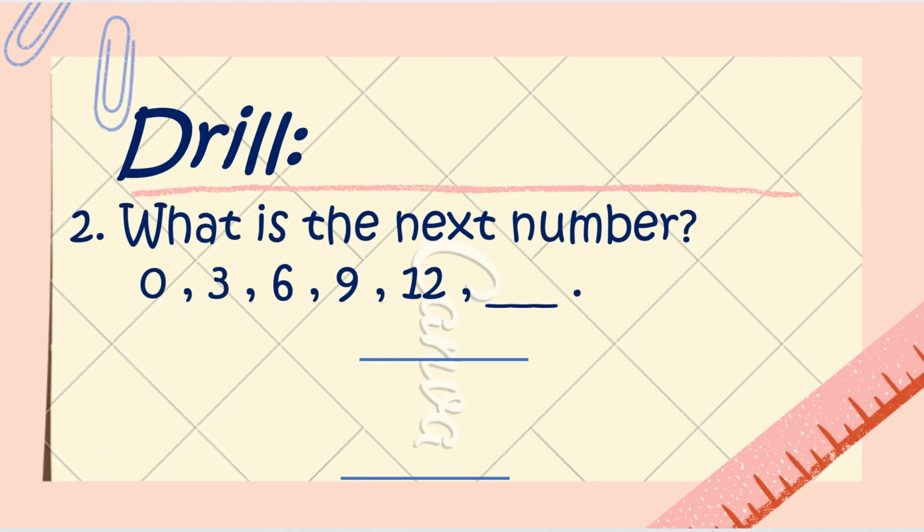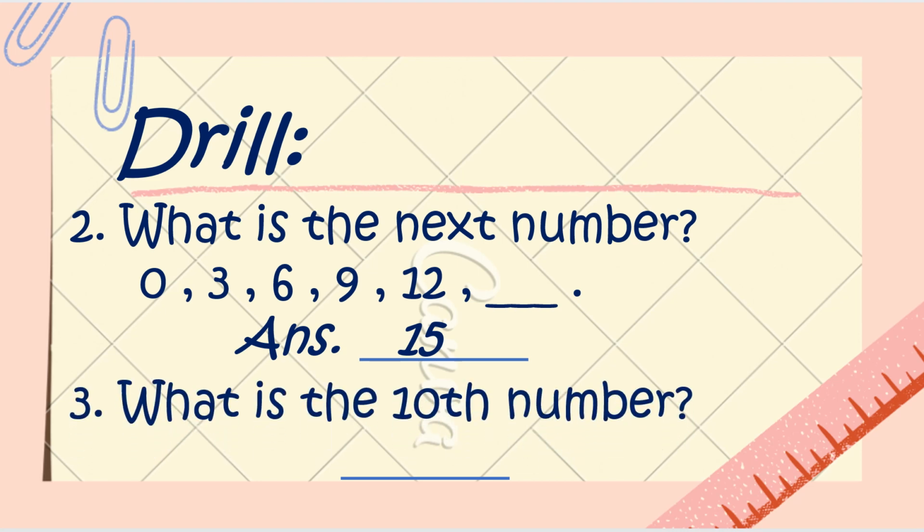Next, let's have number 2. What is the next number? So we have 0, 3, 6, 9, and 12. If your answer is 15, that is correct. Next, number 3. What is the 10th number? So you're going to refer to the example in number 2. If your answer is 27, that is correct.